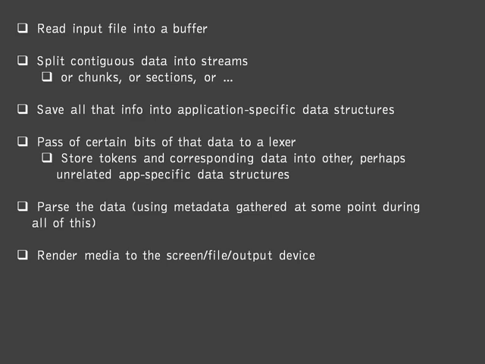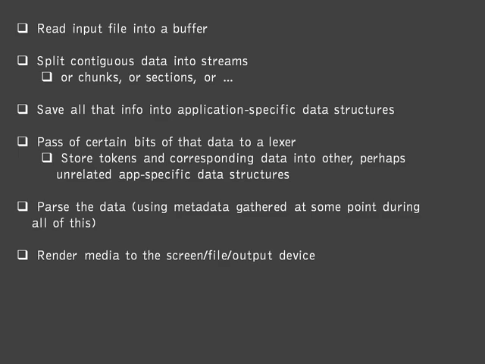Here's step one. You read the input into a buffer, right? So I read in a document file. Now I need to split this document file into chunks that make sense. It's just a big chunk of binary data at this point. I need to know how to delineate all the different elements of it and figure out what's a header, what's metadata, what's real data, what's text. That's what I'll call splitting contiguous data into streams or chunks or sections.